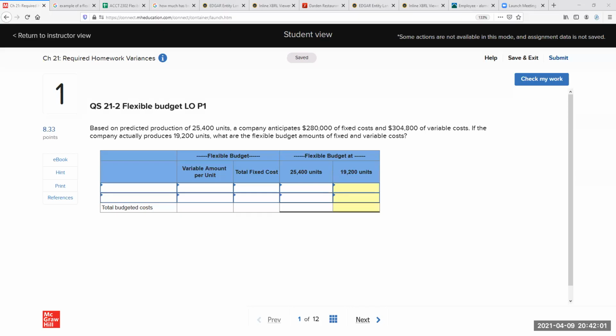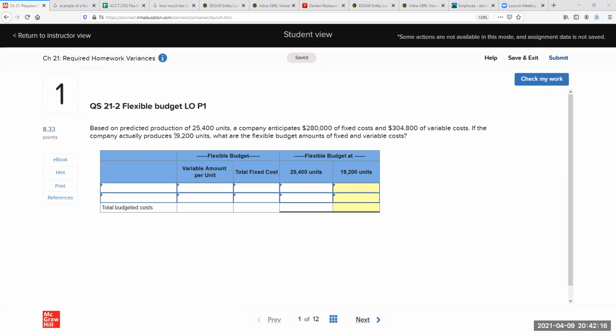Okay, good evening. This is Ralph Mendez, and we're going to work on chapter 21 tonight, flexible budgeting and variances. It's a pretty difficult subject for many people. So let's try to do a couple of them, and then we'll show its application in the real world.